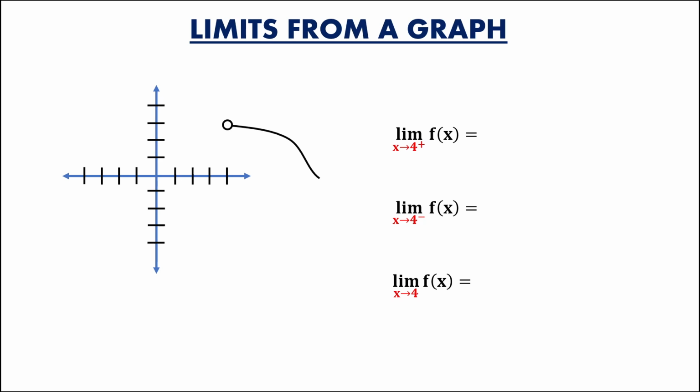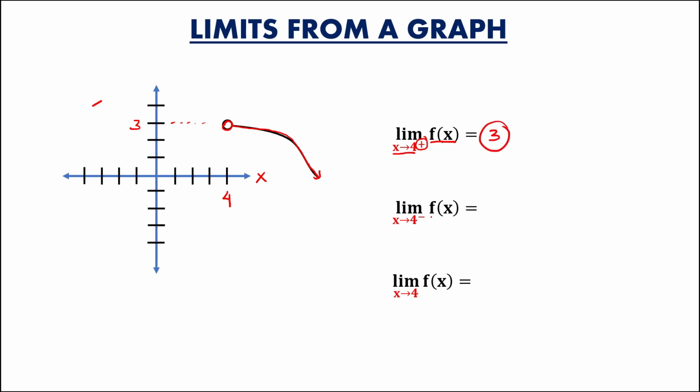So for this problem, to find the limits from a graph, for this limit of a function as x approaches positive 4, this is x = positive 4, and this is now the coordinate. Since this one is positive, it is the right side limit. Since there is a right side limit, this limit is equal to positive 3.